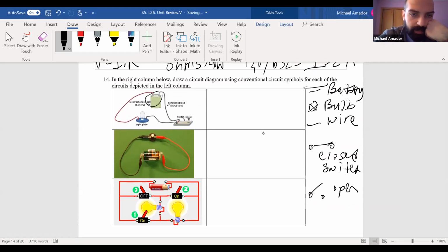So I see here that we have a battery. So I'm going to go ahead and draw a battery with the long line and then the short line. I see a wire that comes out of it, so I'm going to draw a wire that comes out of it, and it connects to a light bulb. So I'm going to draw a light bulb symbol. The wire comes out of the light bulb and it goes to a switch. It actually says the switch is open. So I'm going to draw an open switch. The wire then goes back into the battery.